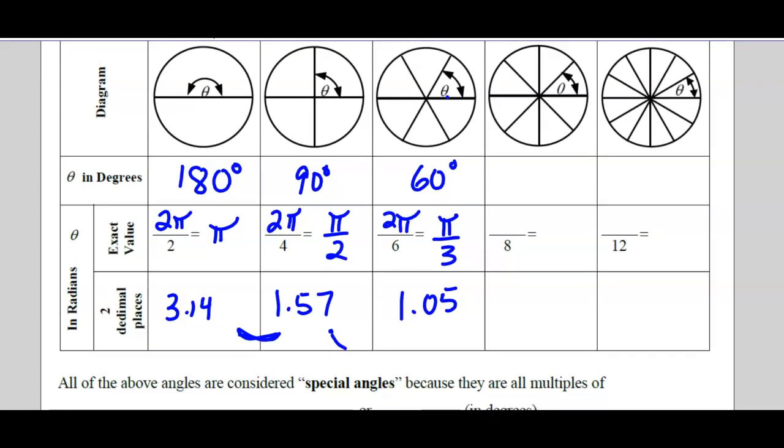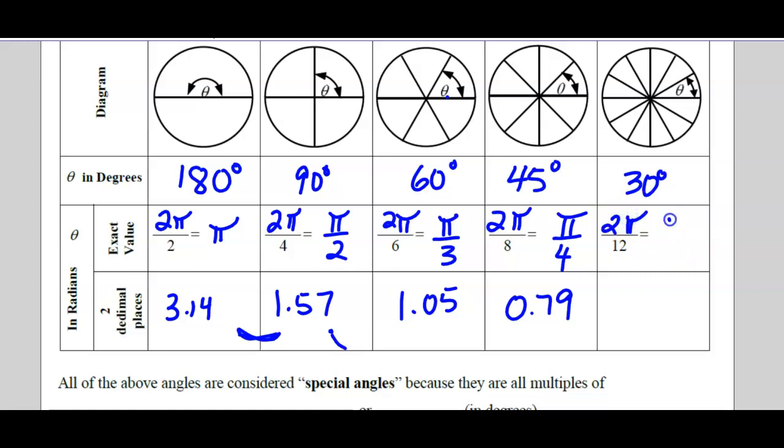Okay, next one, what's it divided into? 8 parts. So 360 divided by 8 is 45. Or you can think about, okay, that was 180 divided into 4 parts is 45, however you want to think about it. But here, 2 pi divided into 4 parts reduces to pi over 4. Calculator, pi divided by 4, 0.79. So again, it's less than 1.57 because it's still in quadrant 1. And then here, this one, 1, 2, 3, 4, 5, 6. So that's divided into 12 parts. So 360 divided by 12 is 30 degrees. So 2 pi divided by 12 is pi over 6.